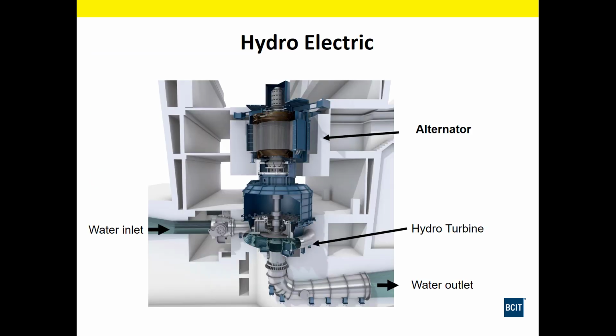Hydroelectric dams. This is what a hydroelectric turbine looks like. Down here at the bottom, we have our water inlet. Here's our turbine at the very bottom. The shaft goes up to the middle to the alternator. The alternator is up here. Then water goes through our turbine, then out the water outlet.